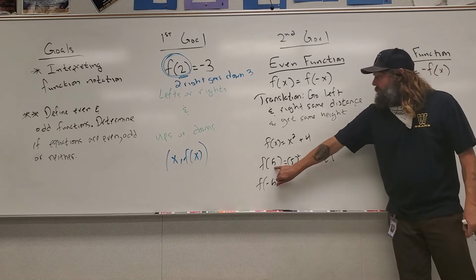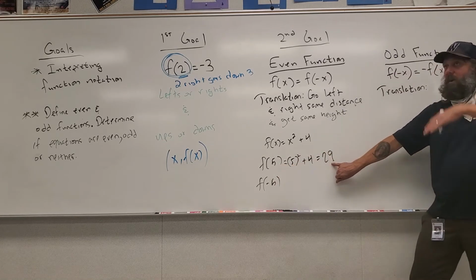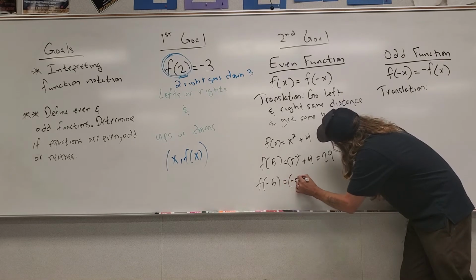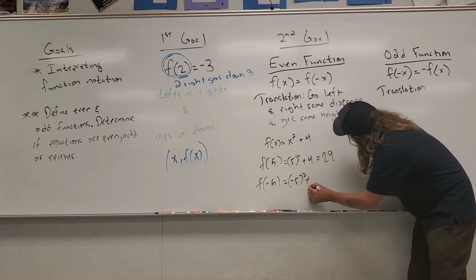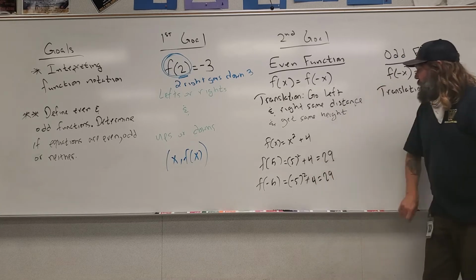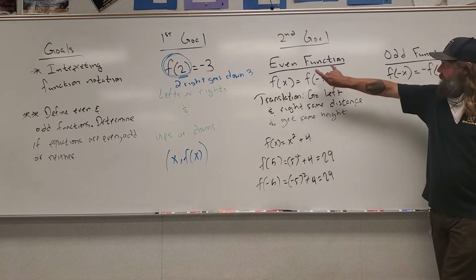So when I go 5 to the right, I get a height of 29, or an up of 29. And when I go 5 to the left, negative 5 squared is negative 5 times negative 5. That's 25. 25 plus 4, again, is 29. So this is behaving like an even function.